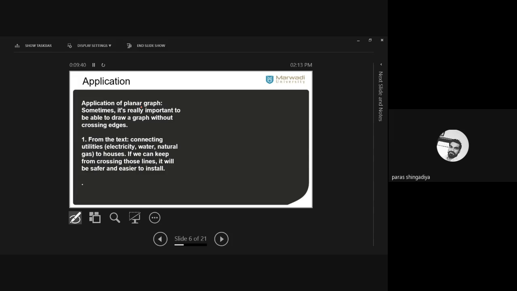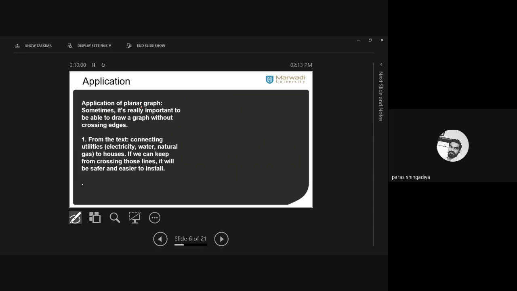Sometimes it is required to connect this network without crossing the connectivity. Clear? Without any two edges crossing in the connectivity. Sometimes that is very much required, in which case the first one is connecting the utilities. What is the meaning of utilities?